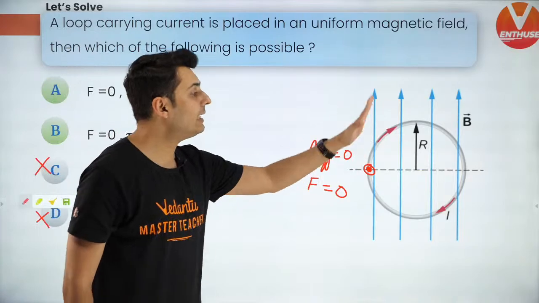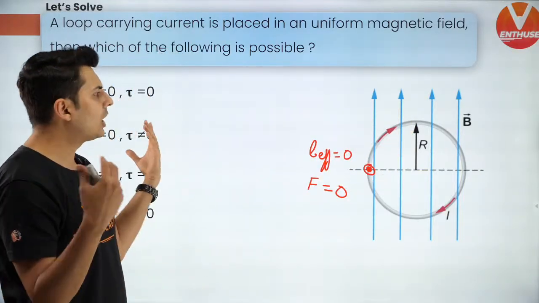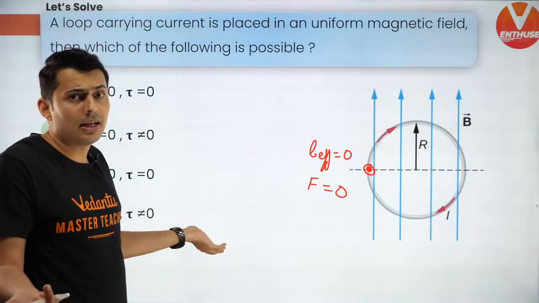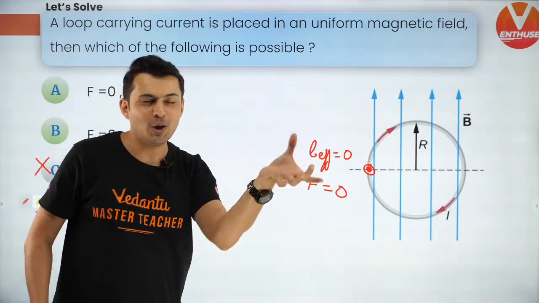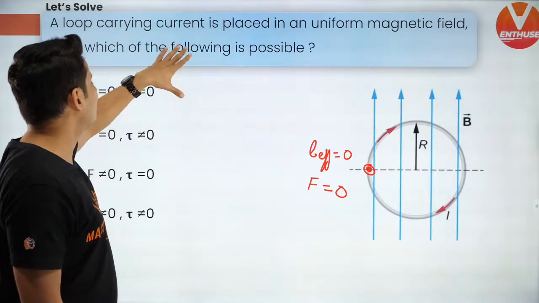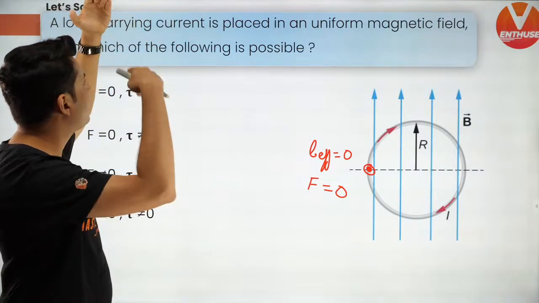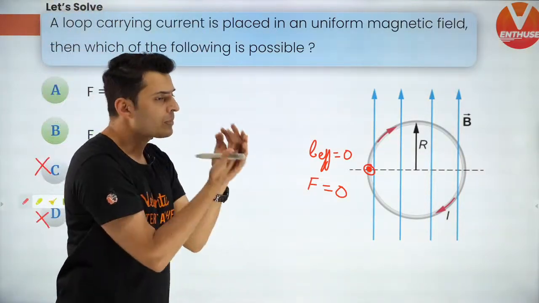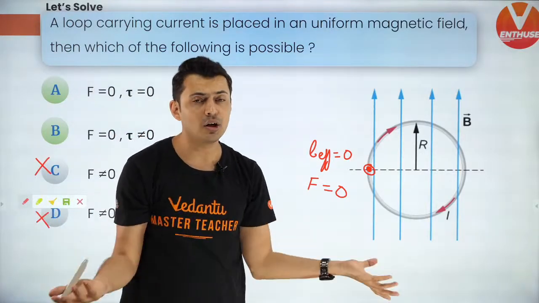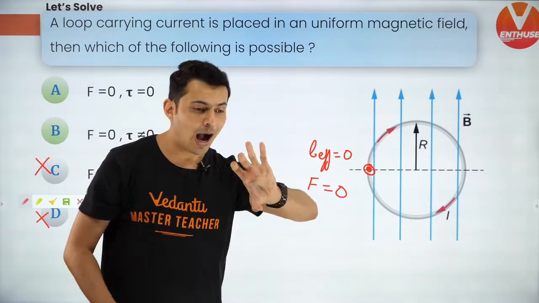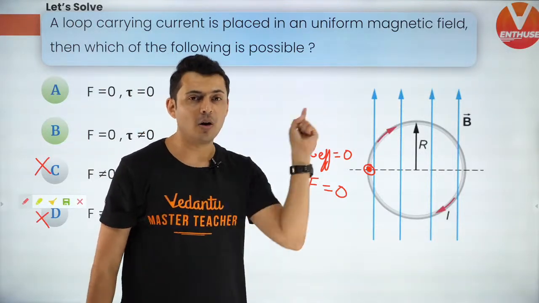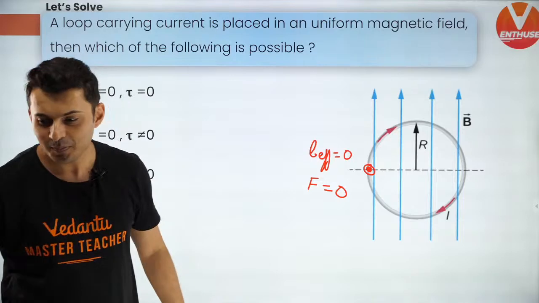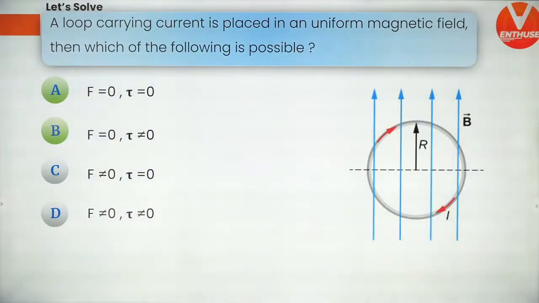Now, the only problem is for the torque. Will torque be there or will torque not be there? It depends on the orientation of the loop. Nothing as such has been specified. A loop carrying current is placed in a uniform field. Then will the torque be 0 or not 0? Depends on how it is oriented. And now we are going to see how to calculate the torque on a loop. Don't worry.